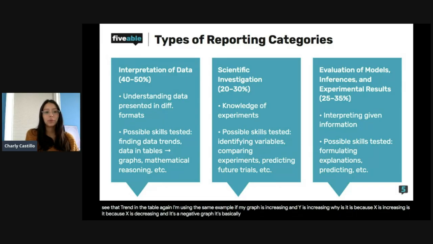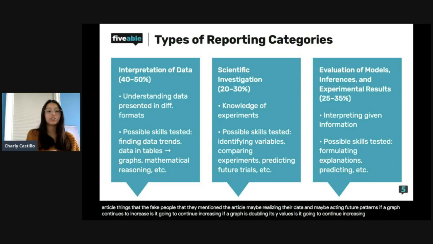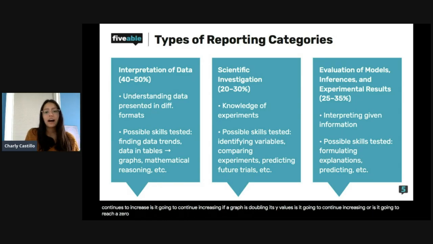It's basically forming explanations for trends or maybe even different things that they'll notice in the article, things that the fake people that they mention in the article may realize in their data, and maybe predicting future patterns. If a graph continues to increase, is it going to continue increasing? If a graph is doubling its y values, is it going to continue increasing or is it going to reach a zero? That's what this is going to ask you.